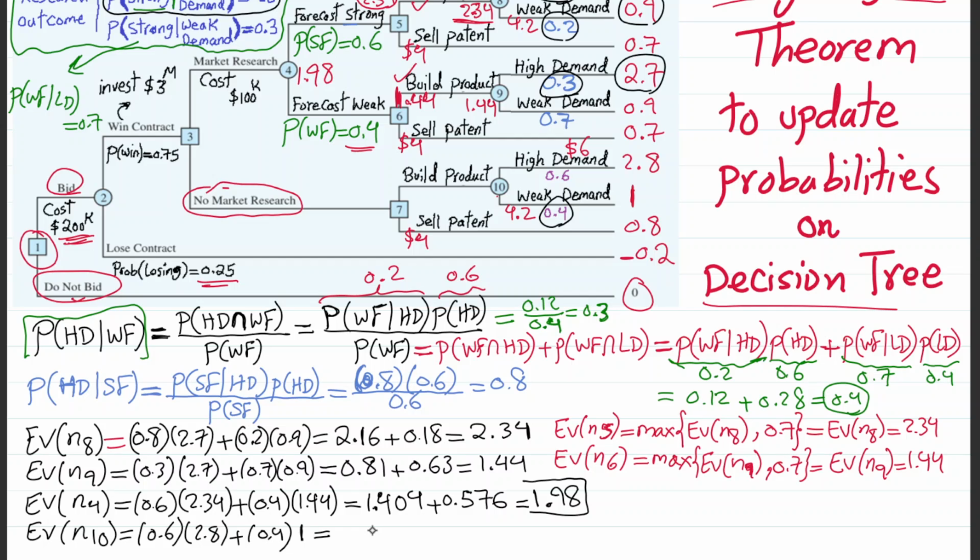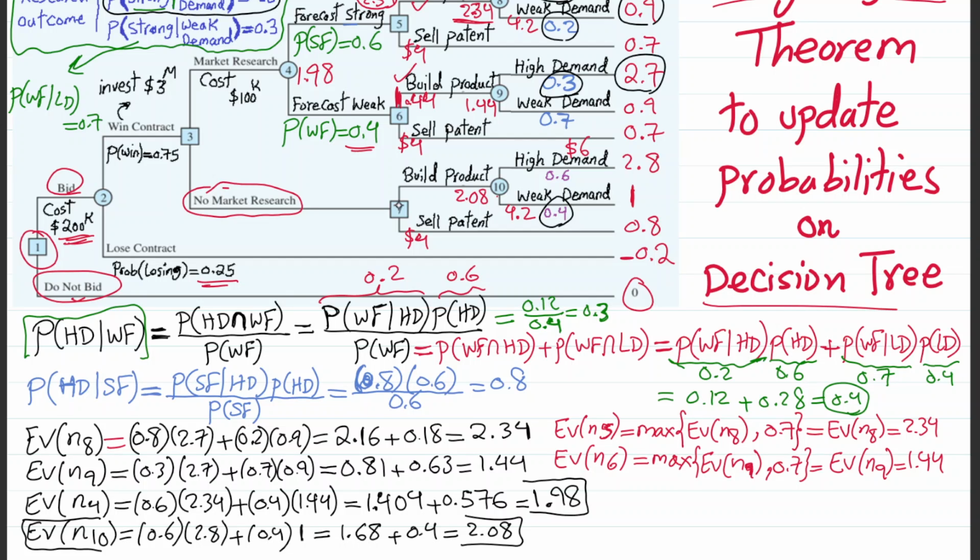Okay, so we get 8 and then we get 1.68, and then for the other one we get 0.4. So the outcome is just $2.08 million for EV of node 10. So I am going to write it there. For node 10, I am getting 2.08.